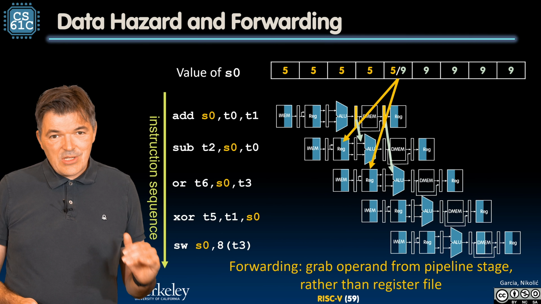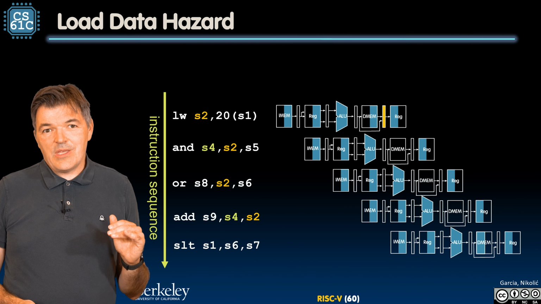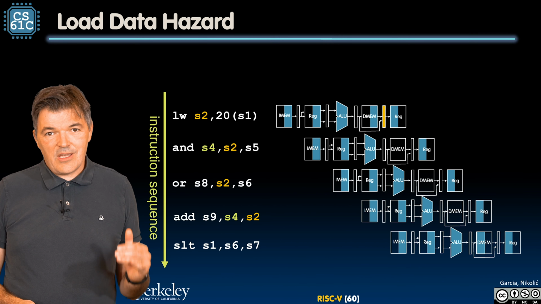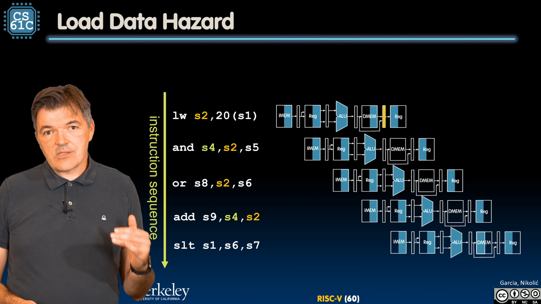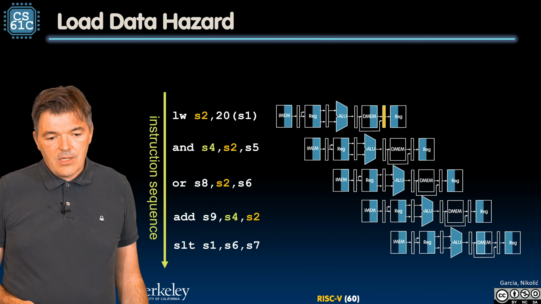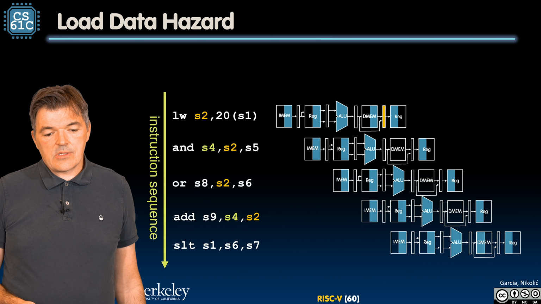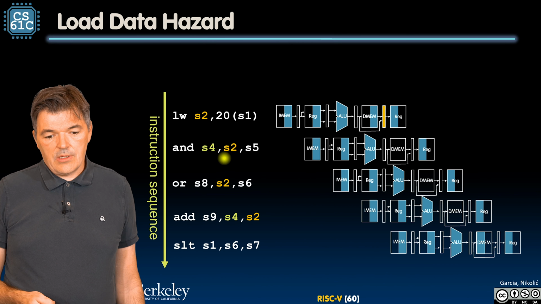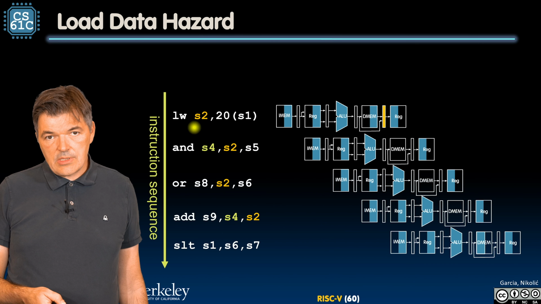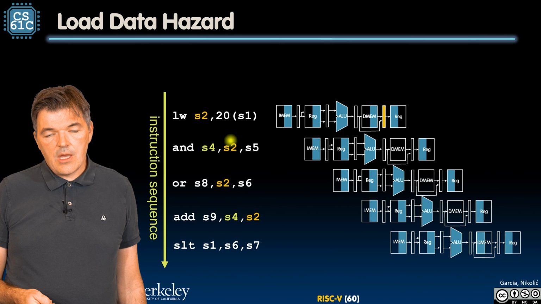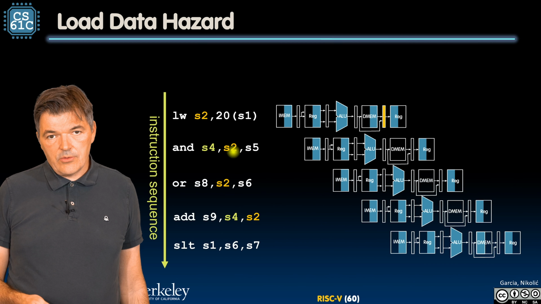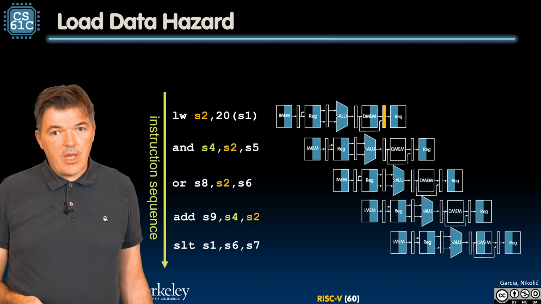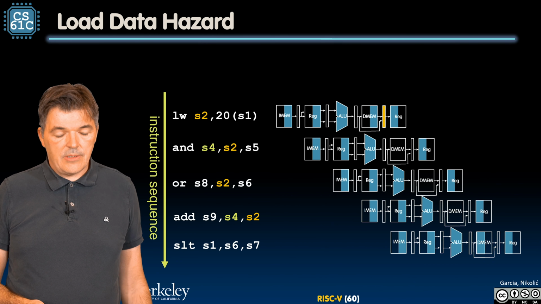There is no such easy way out in another case of data hazard, which are the data hazards associated with loads. So here is a sequence of instructions that starts with a load. This load takes the data from the memory and stores it in the destination register S2. And then subsequent instructions would like to use that value from S2 as the source operand.